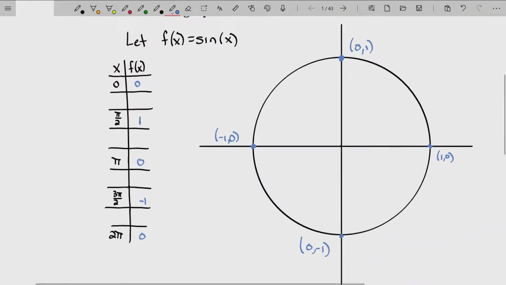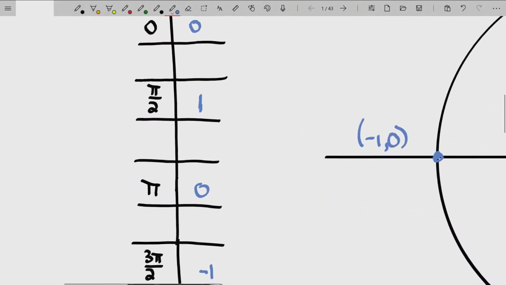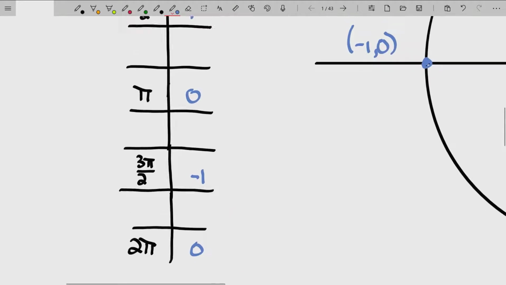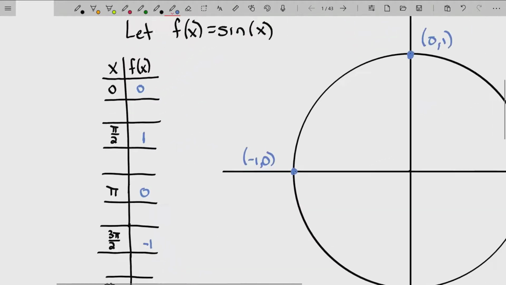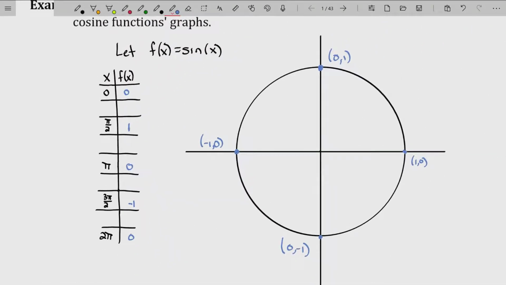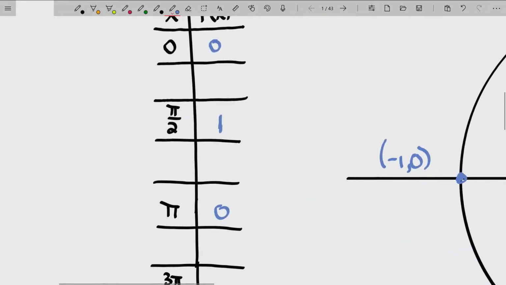Let's go ahead and fill in some other points because that looks pretty sparse. 0, 1, 0, negative 1, 0. Let's fill in some other spots here. So let's make an interesting angle. Let's do pi over 4, halfway between. I think those are good step sizes. So let's say that we go by pi over 4s.